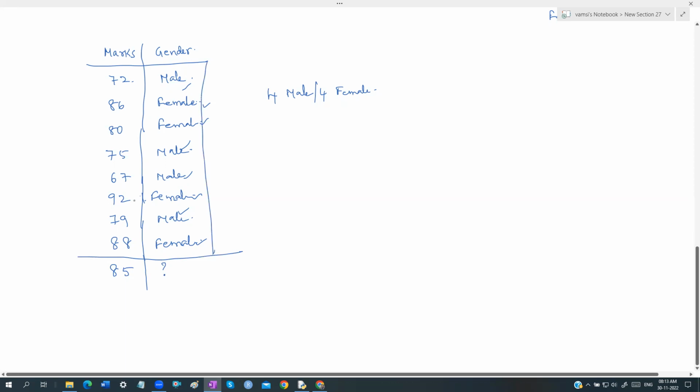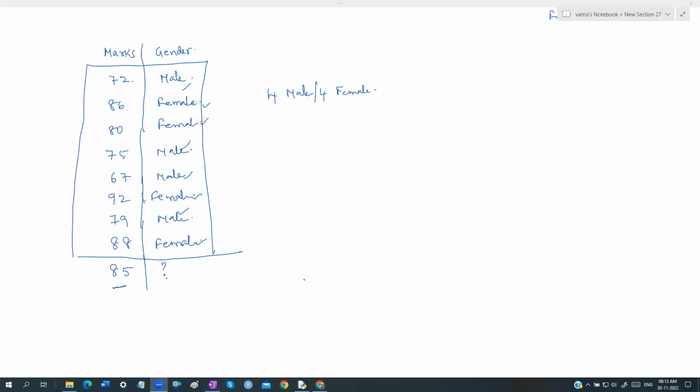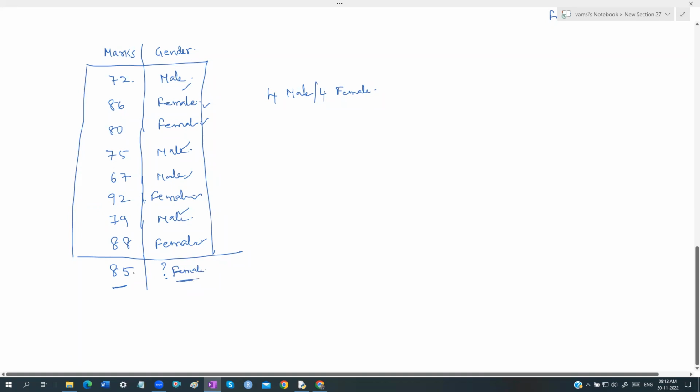Okay, study this data, guys. Study this data and tell me now. If a student has got 85 marks, what could be the gender of that particular person? Can anyone guess? Female. It's a female. Yes, it's a female. So on what basis are you saying that it is a female? Can you tell me how you concluded that it is a female actually? Like more than 80. Yes, absolutely.